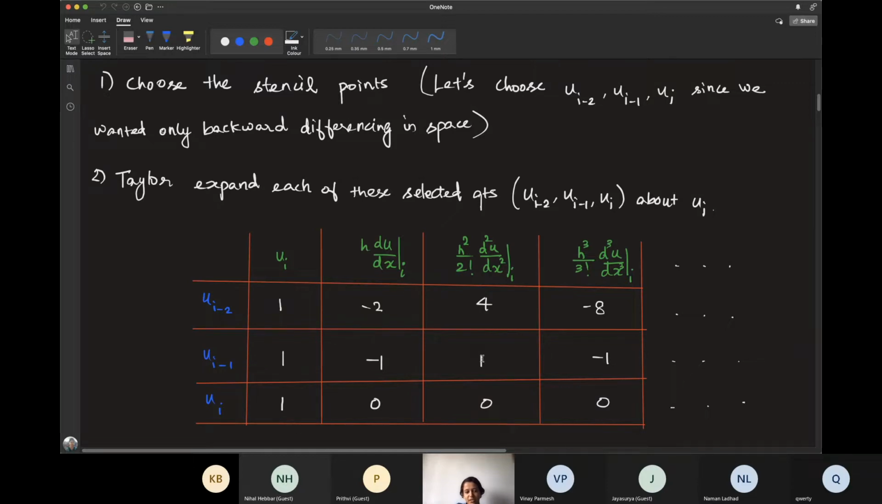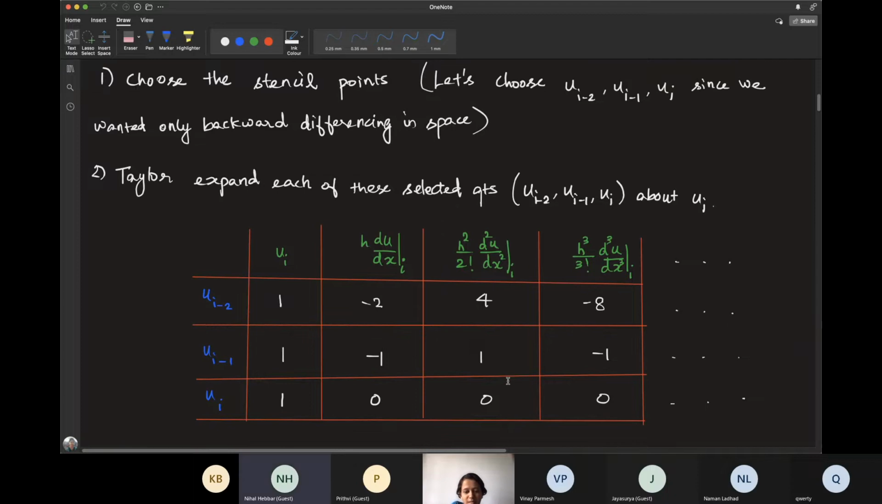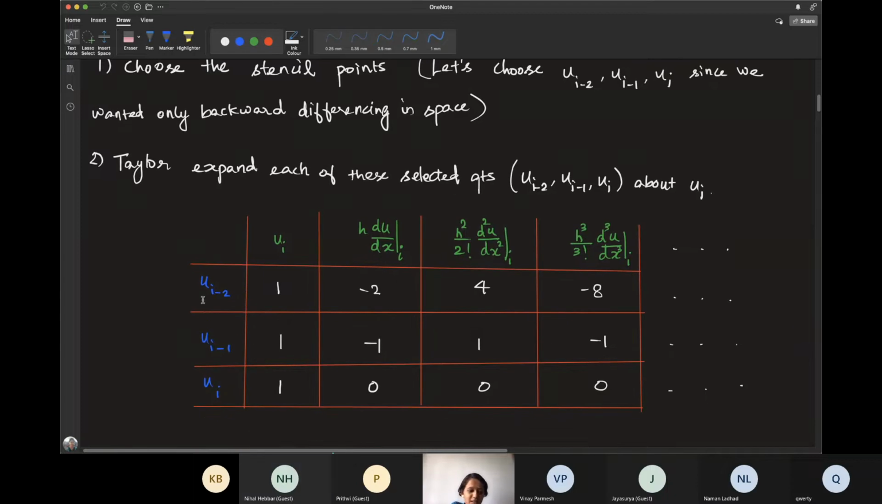Is there any problem over here? No, we understood. Okay, fine. So here ui minus 2 has this kind of expansion, because the distance between ui and ui minus 2 is minus 2h, and you put minus 2 here as the coefficient because you already have h. Here again it will be 4h squared by 2 factorial, and you put 4 here as the coefficient. So you just first expand each of these terms this way.